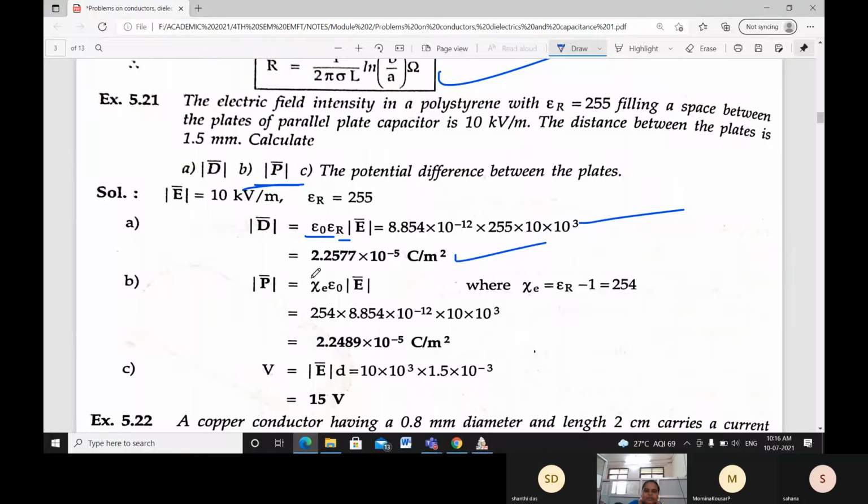Next, the polarization P is going to be equal to chi_e epsilon naught into E. Observe where our chi_e is going: how you will get it is epsilon R minus 1. You have to remember this part.